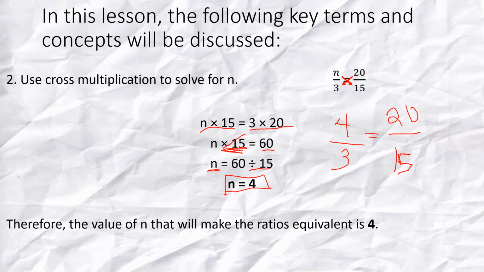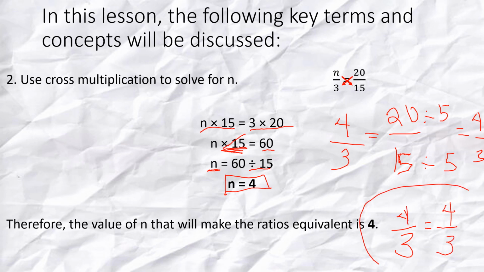So that is your missing term. To check if this is really the correct answer, we can simplify our ratios. 4 over 3 is already in the simplest form, so let us just simplify 20 over 15. We divide 20 over 15 by the GCF 5. 20 divided by 5 is 4, and 15 divided by 5 is 3. As you can see, both ratios, when written in the lowest term, are 4 over 3. So we can say that our answer is correct, which is n equal to 4.